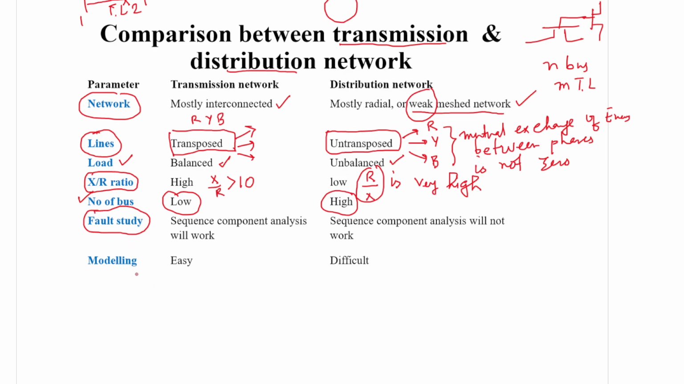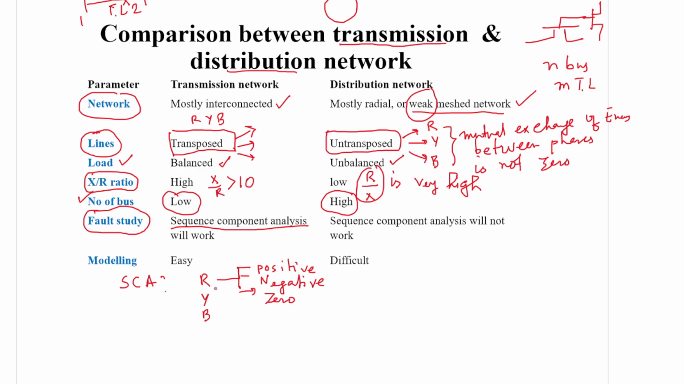Now, to study fault, we have a technique called sequence component analysis. Now, what is sequence component analysis? Essentially what it does is split the R phase, Y phase or B phase, any phase, into three different components, which are called the positive sequence component, the negative sequence component, and the zero sequence component.